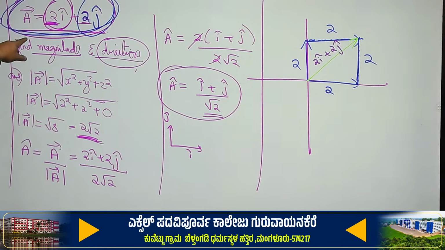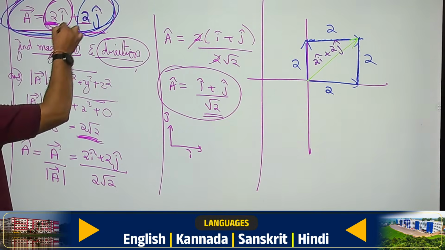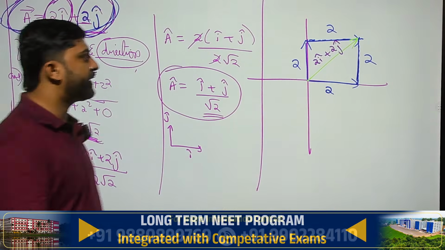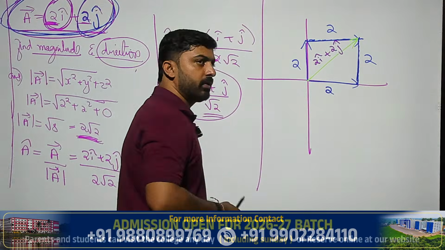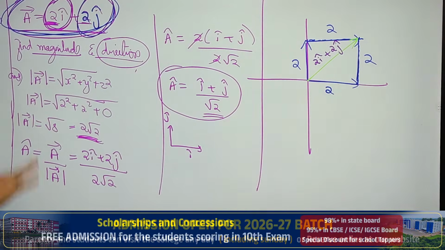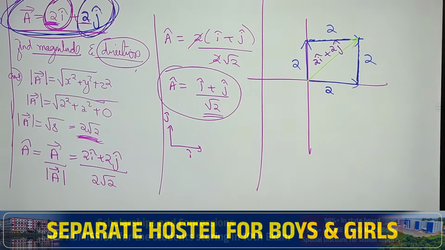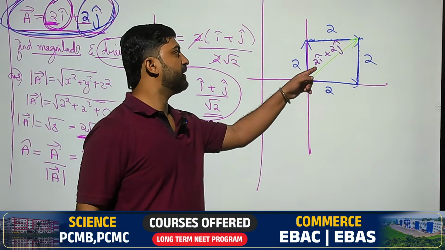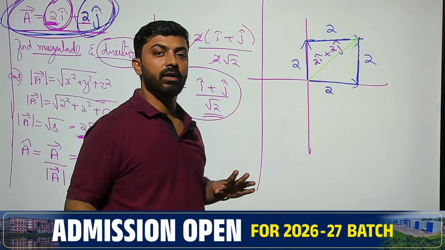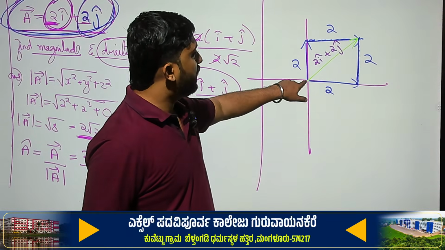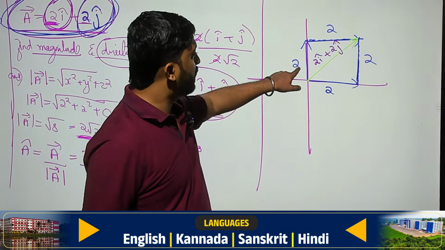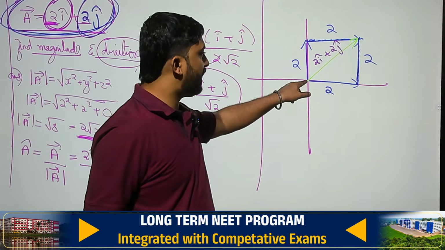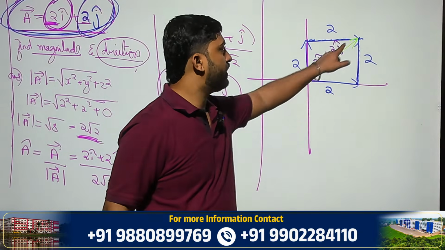How to represent this vector geometrically? First write the x term, then draw the y term, then you have to complete the figure. Sometimes it will be a square, sometimes it will be a rectangle. Then you have to draw the diagonal. The diagonal will represent the given vector. And where do you have to draw the diagonal? Where the tails meet. Here at this point, the tails of two vectors are joining. You have to draw the tail of the vector and draw the diagonal.